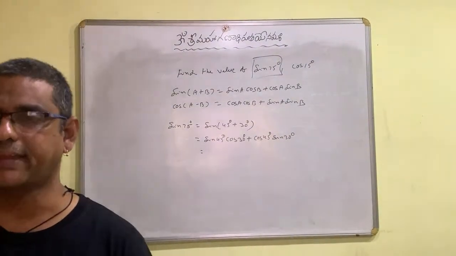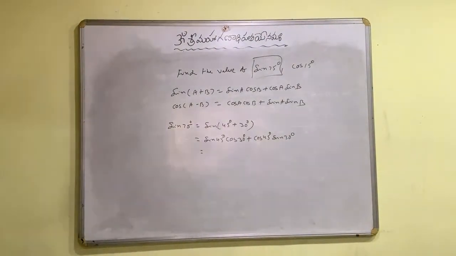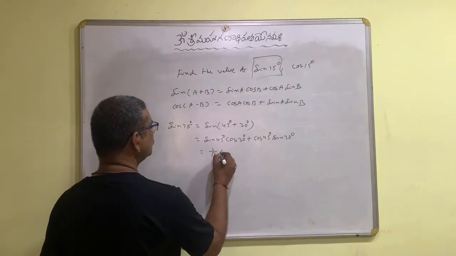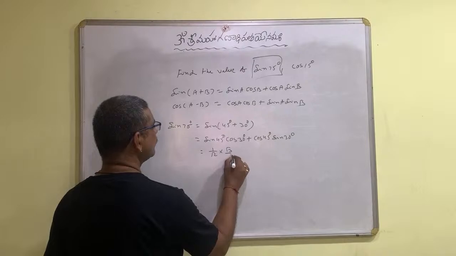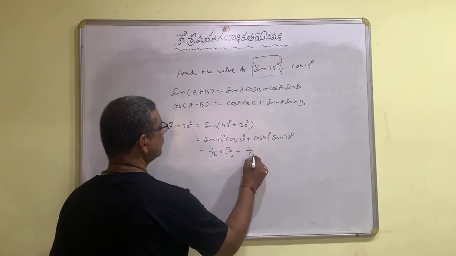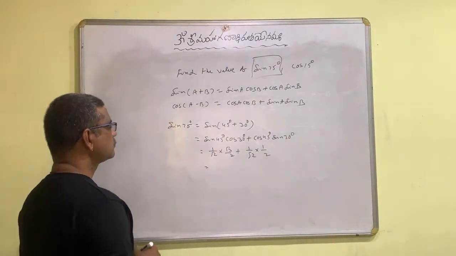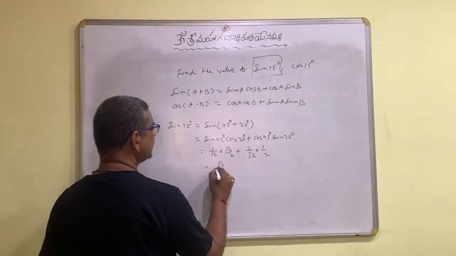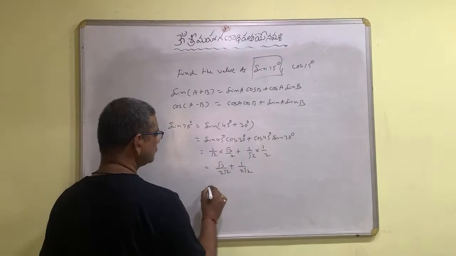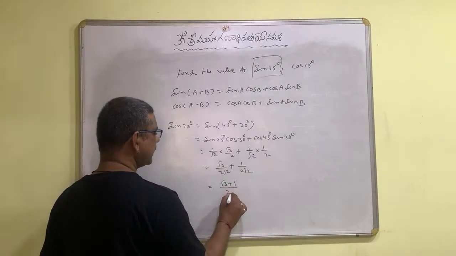Now try to simplify. Sin 45 is 1 by root 2, cos 30 is root 3 by 2. And cos 45 is 1 by root 2 into sin 30, 1 by 2. So here root 3 by 2 root 2 and there 1 by 2 root 2. So overall root 3 plus 1 by 2 root 2.